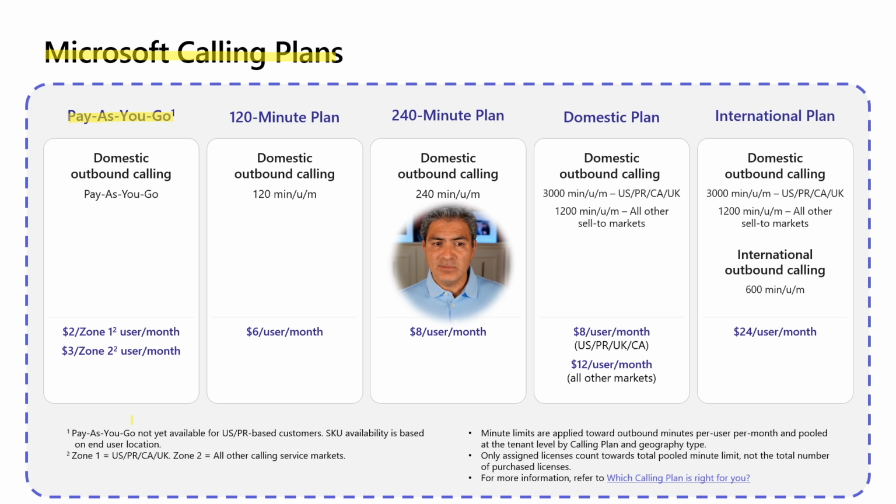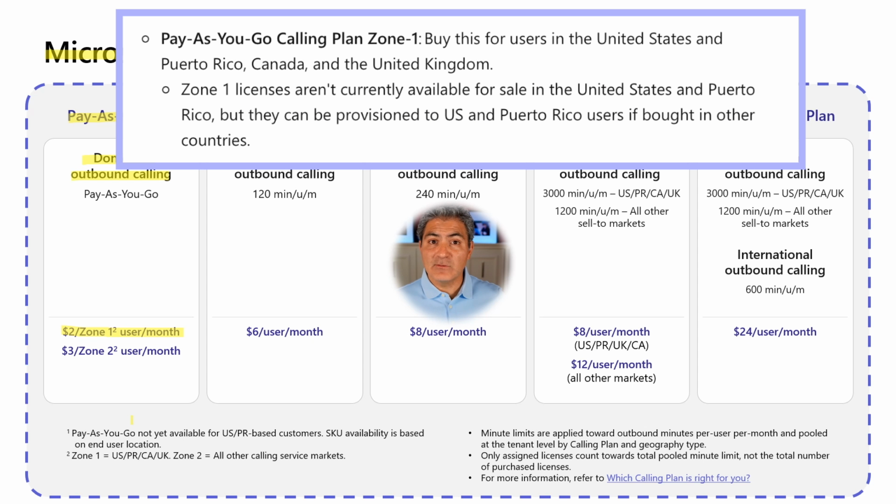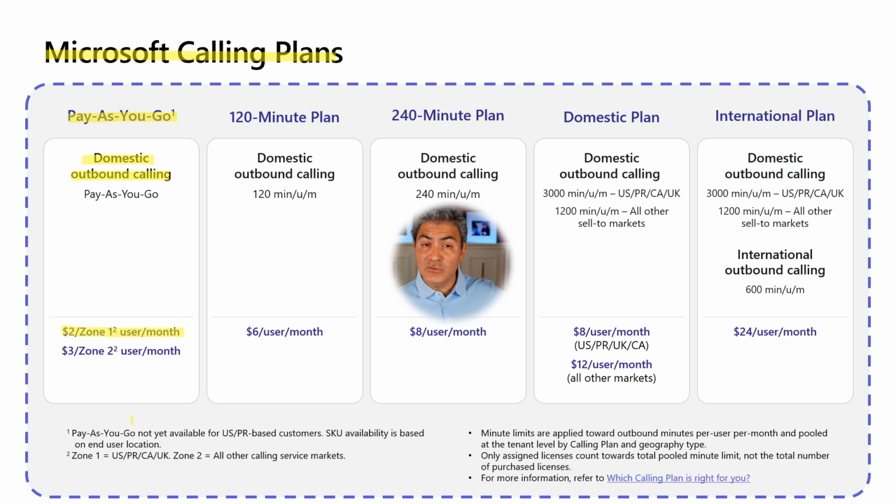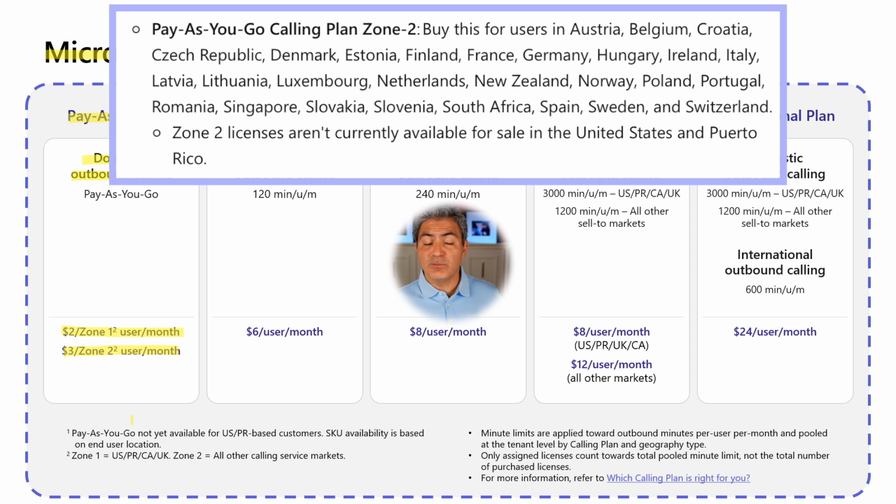And the first plan is the pay-as-you-go plan. And this is really cool because, as it says, you're paying for what you use. And from a domestic outbound calling perspective, it breaks down into zone 1, where there's a baseline fee of $2 per user per month that you're paying, and then you pay for your minute usage. And then in zone 2, it's $3 per user per month, and then you pay for your usage.